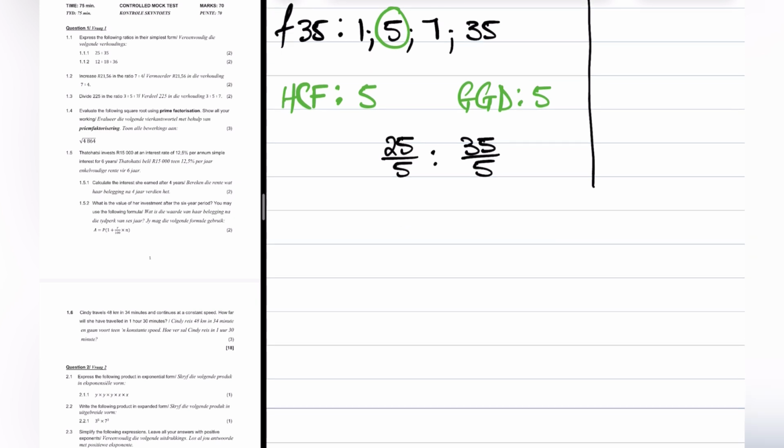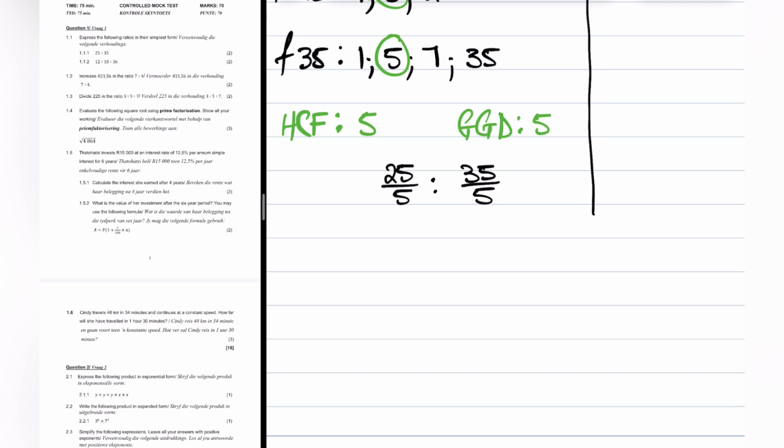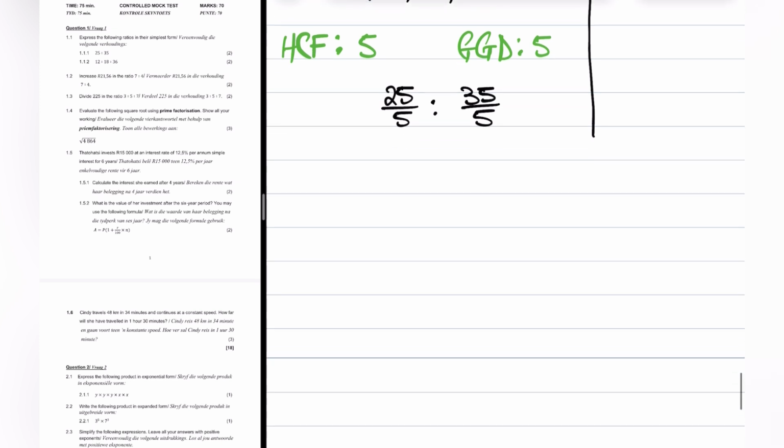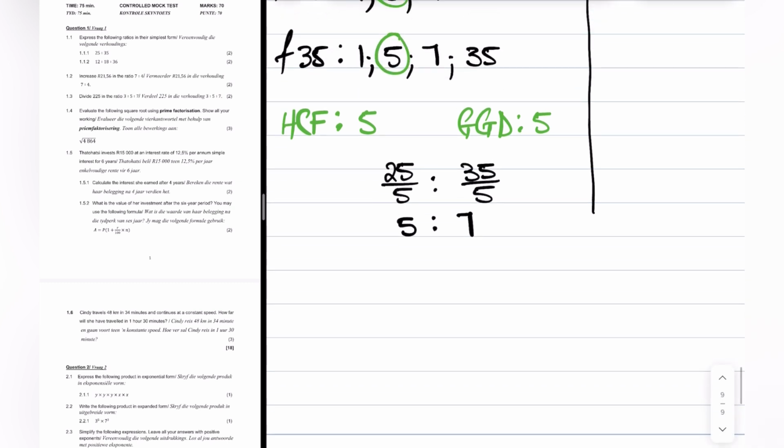And remember, it has to be the highest common factor, because there might sometimes be other numbers that can divide into both those numbers in the ratio, but it might not be the highest one, and in that case you will not get the most simplest form. So you moet die grootste gemeene deler gebruik. So that of course gives me 5, and that gives me 7, and that is basically your solution. You'll get a mark for dividing by the highest common factor, and you'll get a mark for your final answer. That's 2 marks.